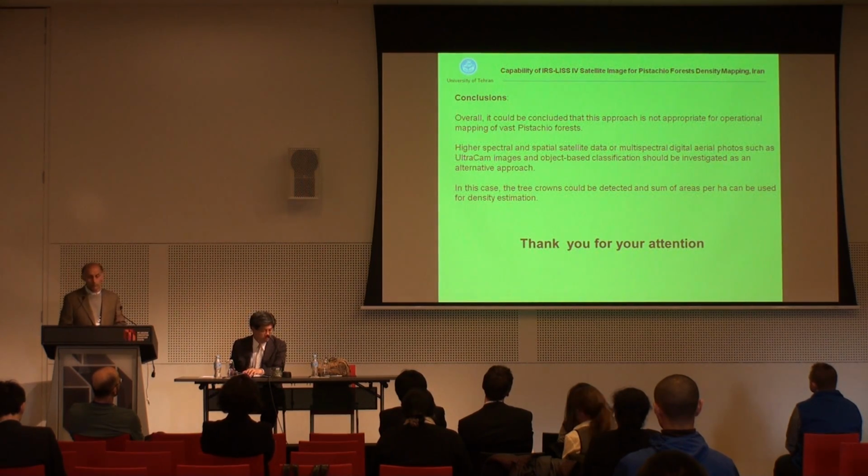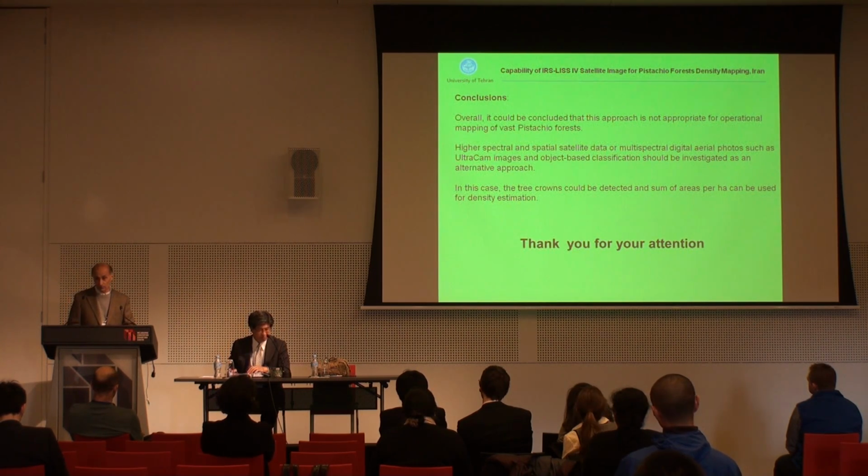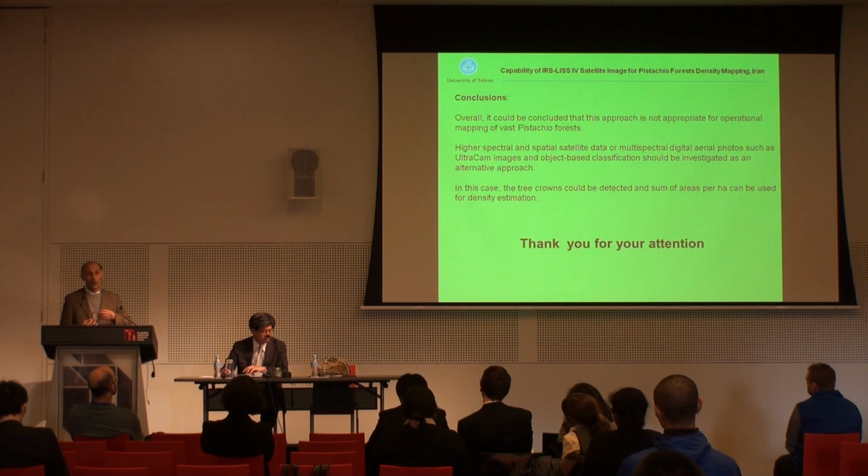Conclusion: unfortunately, this approach, conventional classification method and IRS data, is not suitable to provide a forest density map. We suggest better digital images such as UltraCam imagery with high resolution and object-based classification methods to detect individual trees and then provide forest density. Thank you for your attention.